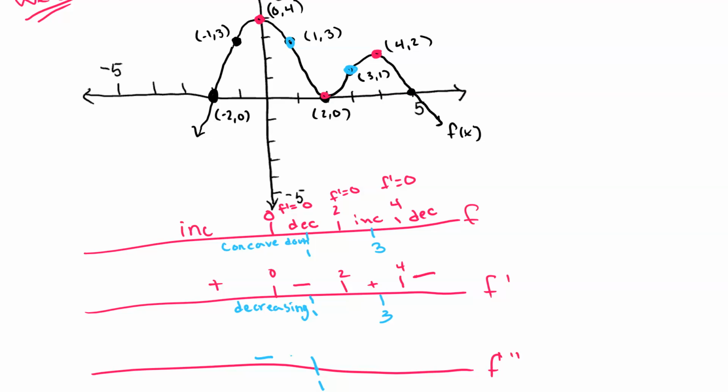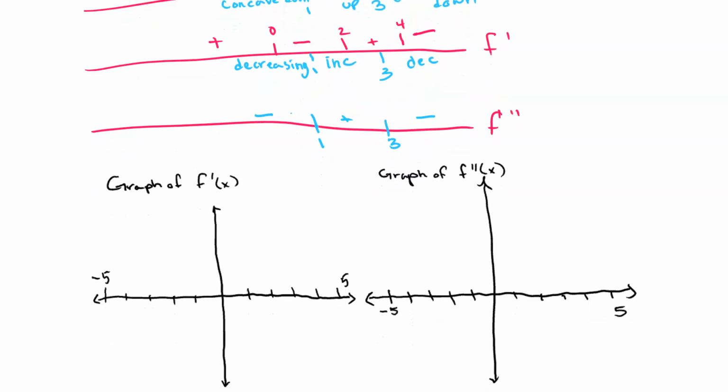So from 1 to 3, we are concave up, which means we've got a positive second derivative. I guess I'll write this below. And that means we are increasing on our first derivative graph. Lastly, we've got concave down on our original graph from 3 to infinity. So we've got decreasing, because that would mean our second derivative is negative.